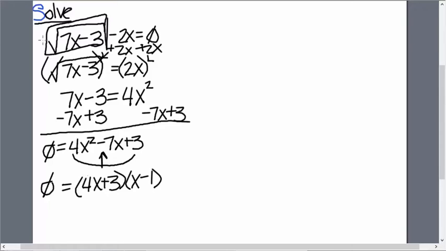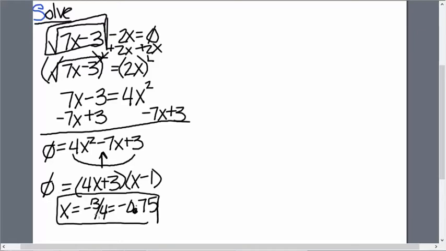Now again, we're solving. We are finding zeros of this equation. So if you set each of these independently equal to 0, you get x equals negative 3/4. Or if you got negative 0.75, those are both equivalent answers. And you should also get x equals 1. Now don't forget, you have to check if they're extraneous.